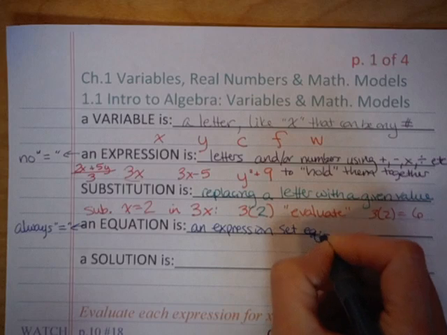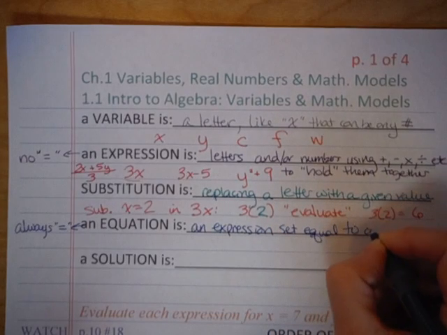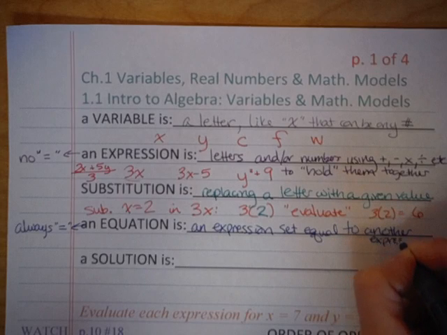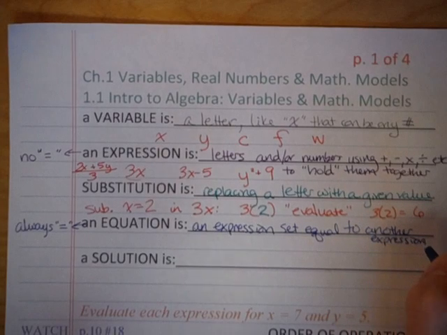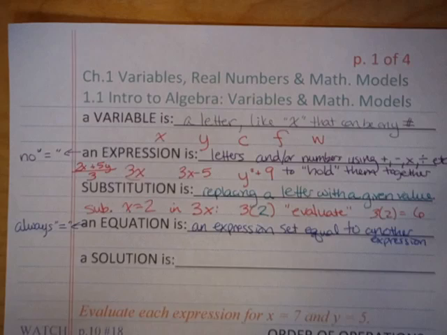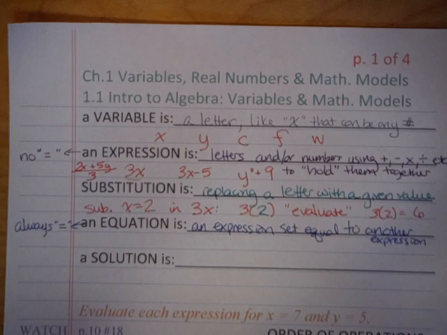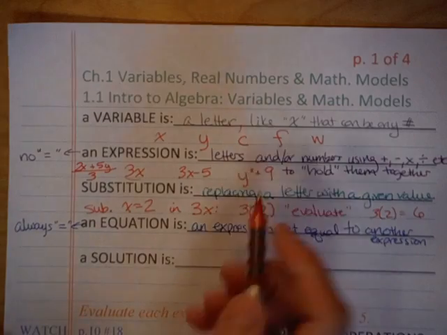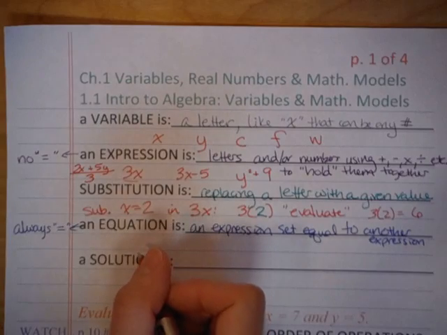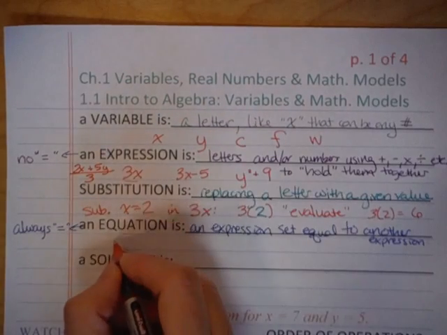that is set equal to another expression. And that expression could be as simple as just a single number. Or it could be a whole other set of variables and letters and numbers held together with operations. So let's look at what we've got for an example there. So an equation always has the equal sign. That's very critical. Here's an example.